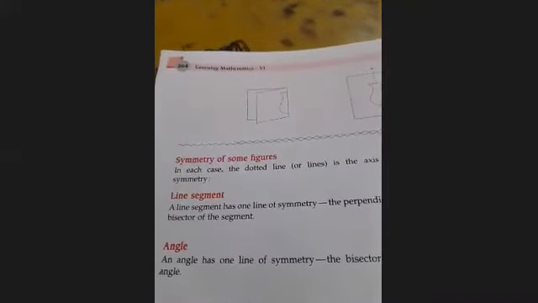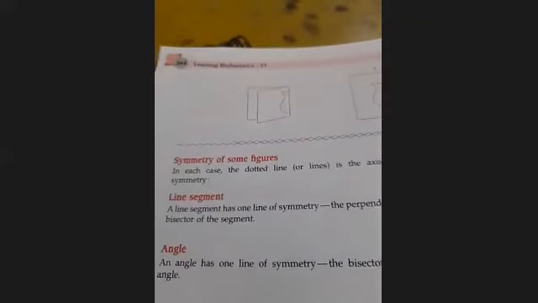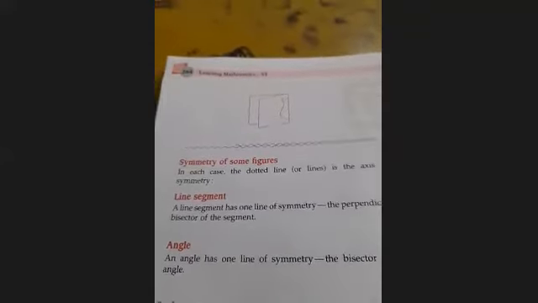This is a line segment with points A and B, and the dotted line shows the line of symmetry. So we can say a line segment has one line of symmetry. A line segment has only one line of symmetry, the perpendicular bisector of the segment. Clear, students?